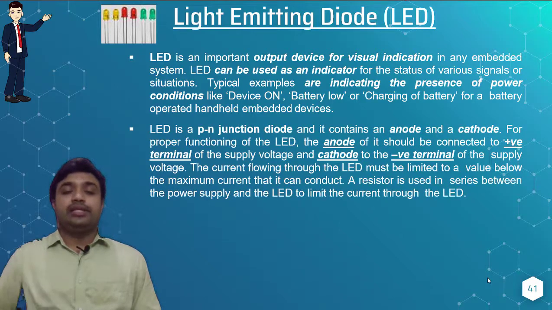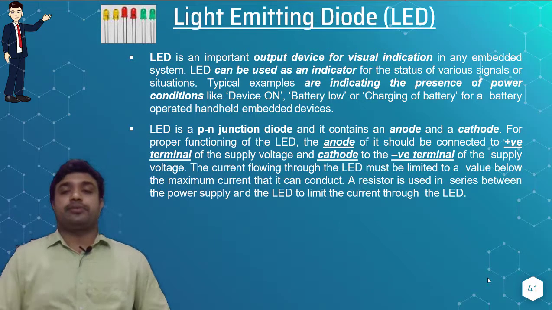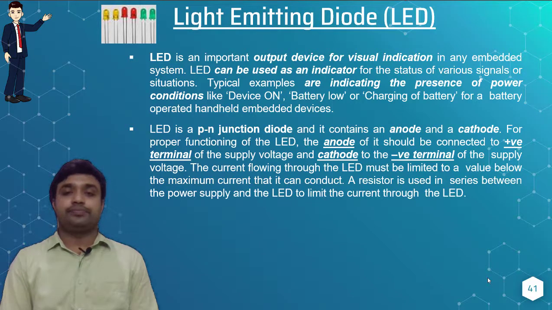Next, LED is built with a PN junction diode circuitry. It contains an anode and a cathode. As usual, a PN junction diode is operational only in forward bias condition.